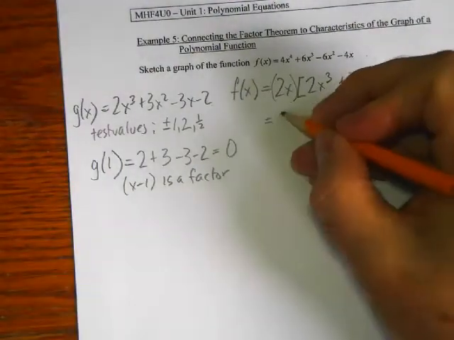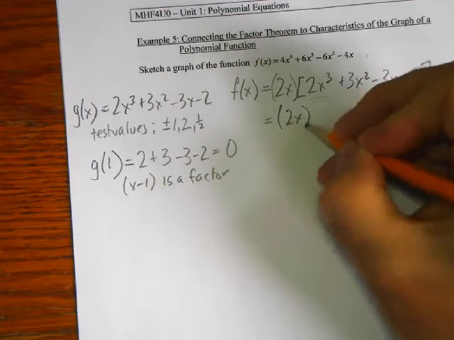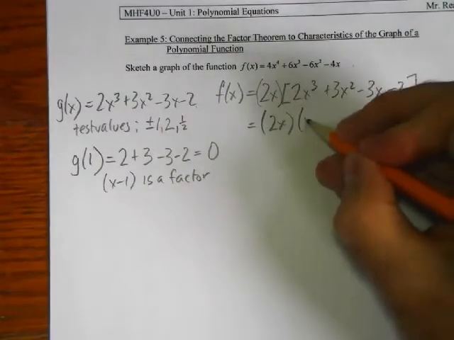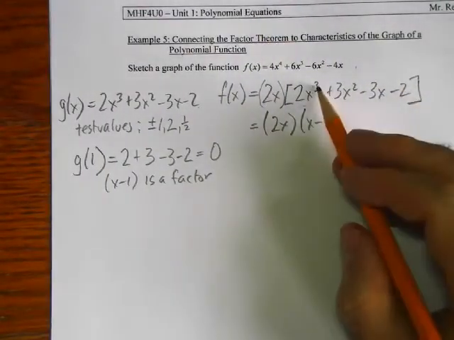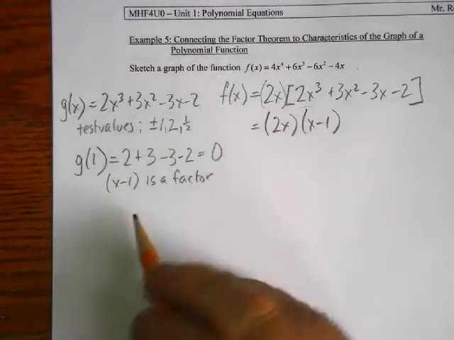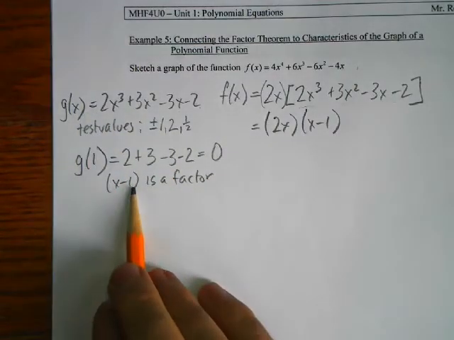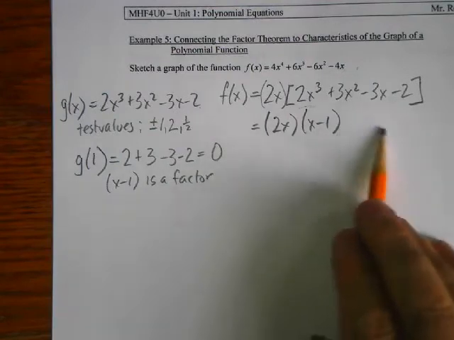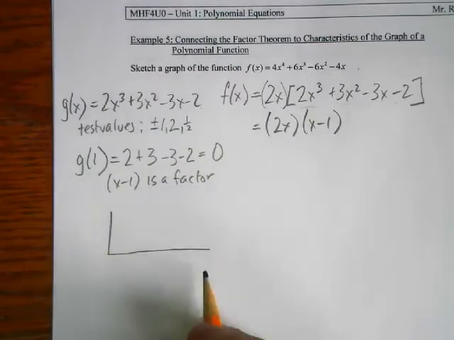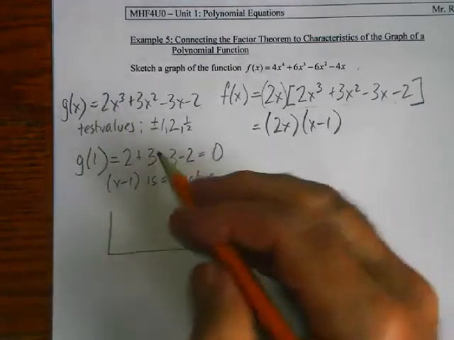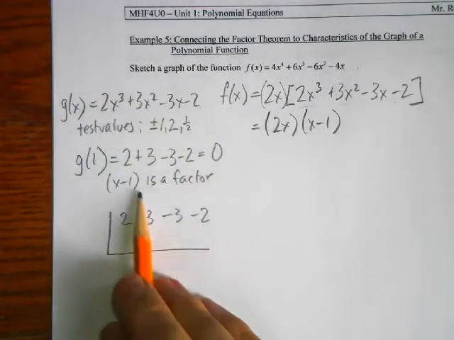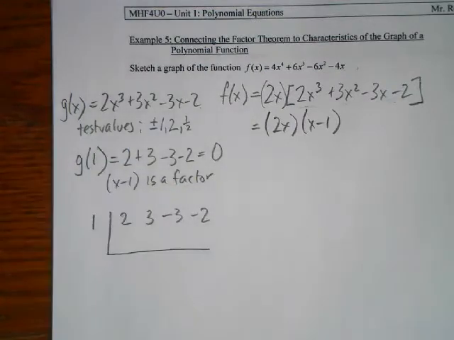I don't really need brackets around 2x, but I want to make it clear it's a factor. So I can put an x minus 1 there, and there's going to be something else here. It's going to be a quadratic. How do I get that? I get it through the division. So I'm going to divide g of x by x minus 1, and that will tell me what was left over. I'll use synthetic division. So I'm taking this g of x, so that's 2, 3, negative 3, negative 2, and I'm dividing it by x minus 1, so I put a 1 there because that's the 0.